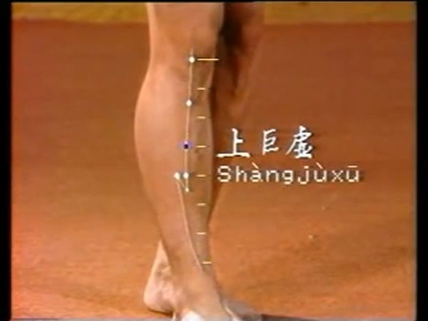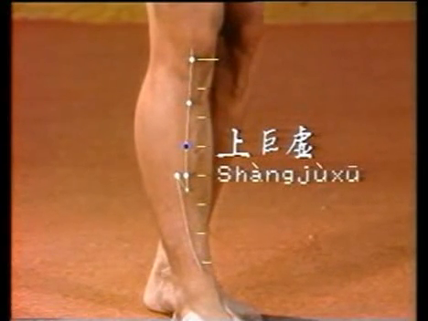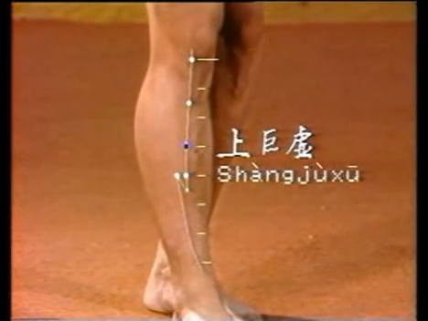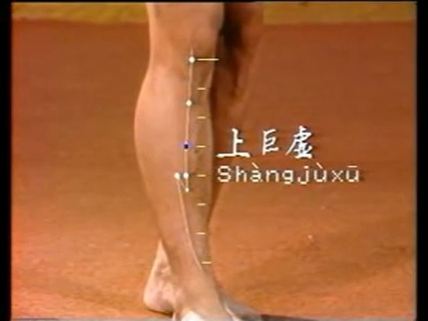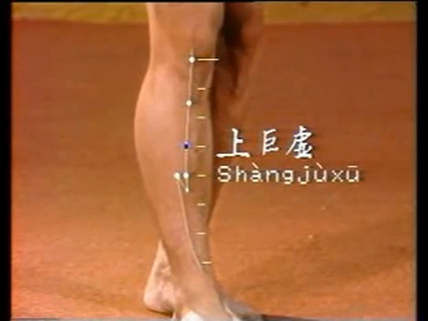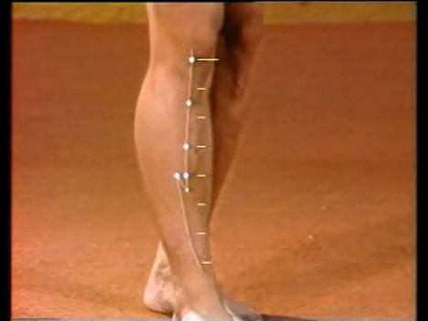Shangjuxu, stomach 37. On the anterior lateral side of the leg, 6 cun below Dubi, stomach 35, and 1 finger breadth from the anterior crest of tibia. Indications: abdominal pain and distension, diarrhea, dysentery, constipation, and appendicitis. Puncture 0.5 to 1.5 cun and apply 3 to 5 moxicones, or 10 to 30 minutes moxibustion.